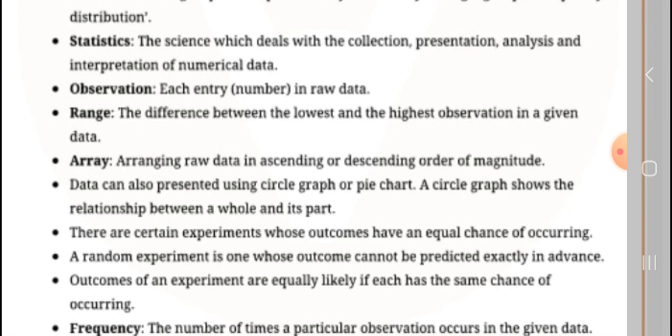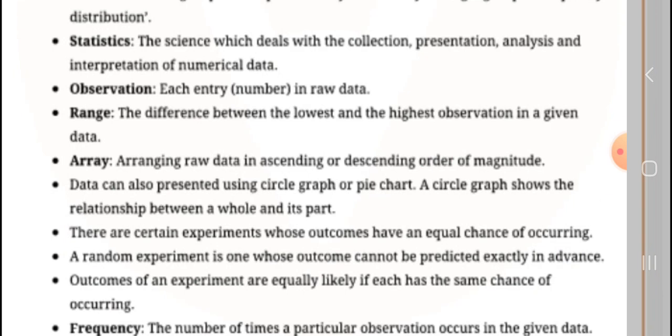Data can also be presented using a circle graph or pie chart. A circle graph shows the relationship between the whole and its parts. The whole circle and the part relationship is what the circle represents.